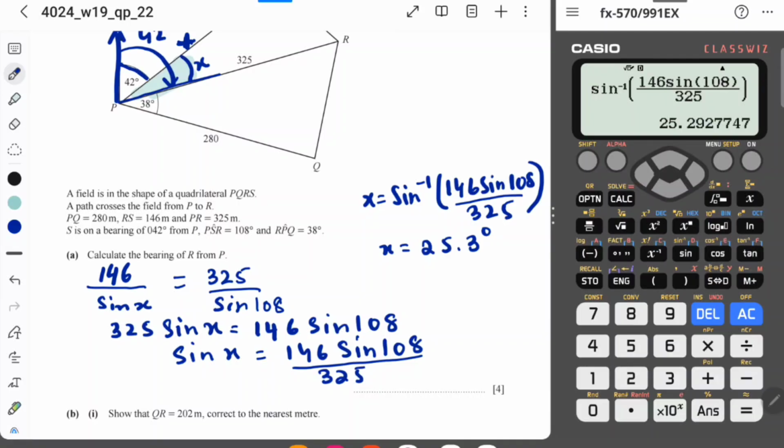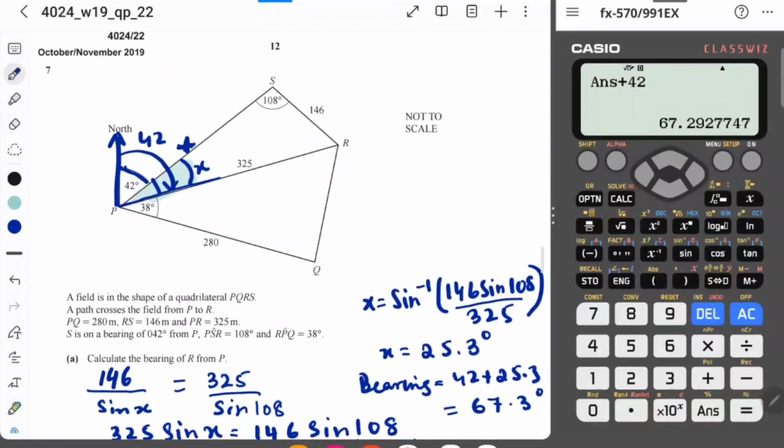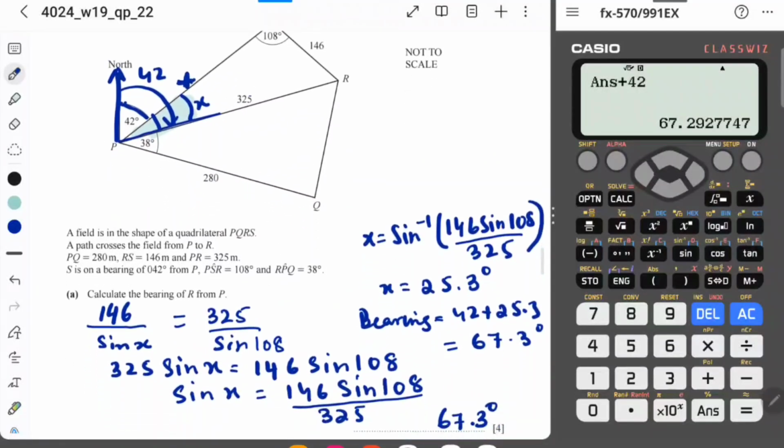So we need to add 42 and this angle. The bearing equals 42 plus 25.3, just simply add it. That is 67.29, which means 67.3 degrees. So that's the bearing in this question. First we calculated the value of the angle inside the triangle SPR with the help of the sine rule, and then added 42 to get the whole bearing.